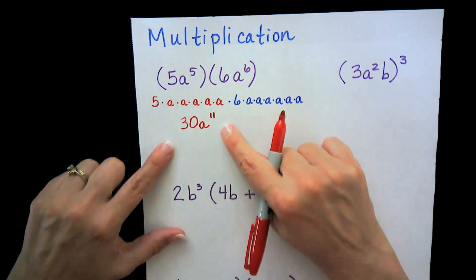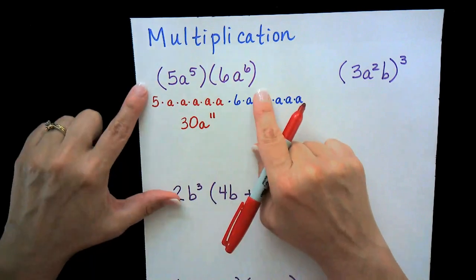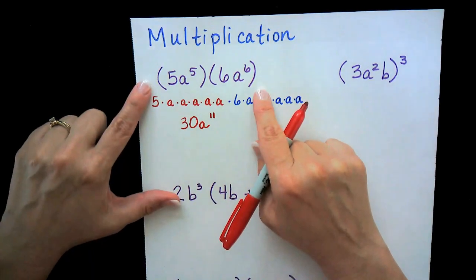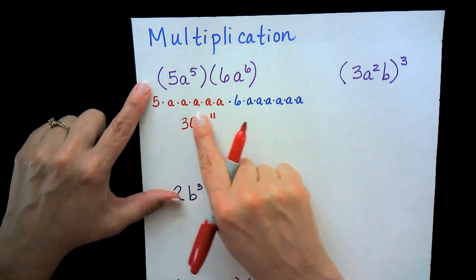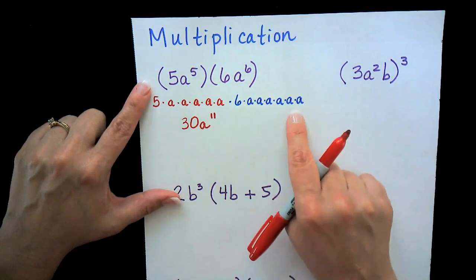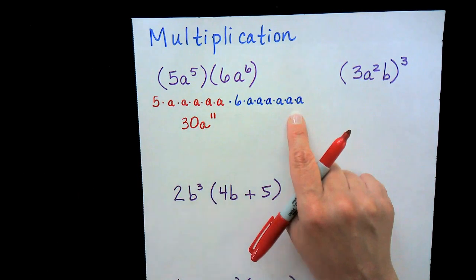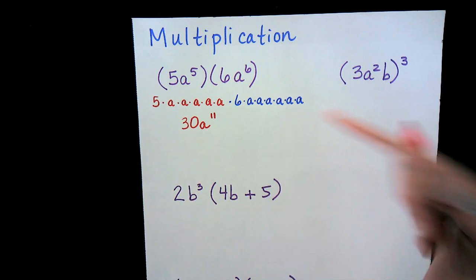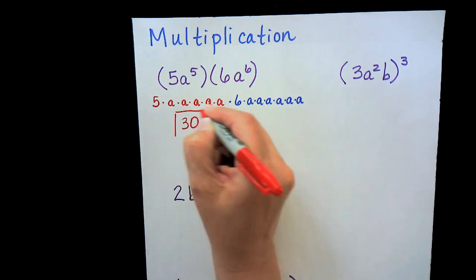Now you may look at that and go, oh, I could have done that by just adding the exponents. You're right, you could have. But when I show it like this, written out, students understand why that shortcut of just adding the exponents works. Okay, so this is my answer here for this one.